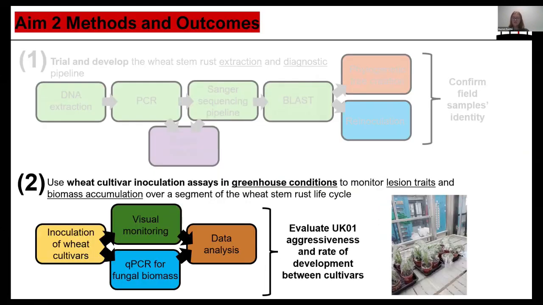So for the second aspect of the project, I was working on a specific PGT or wheat stem rust isolate called UK01, and I was monitoring its aggressiveness over 3 cultivars, Siskin, Crusoe, and Vuca, which are all commonly used within the field, although it's varying a bit now depending on their resistance. And I was trying to see also whether there could be a correlation between visual monitoring and internal correlation, so we can create a corroboration between more genomic and more visual techniques.